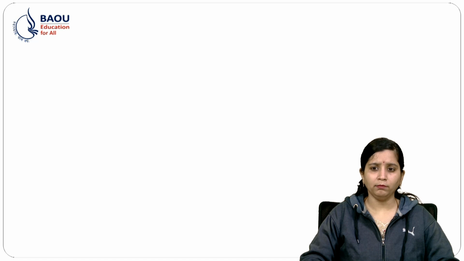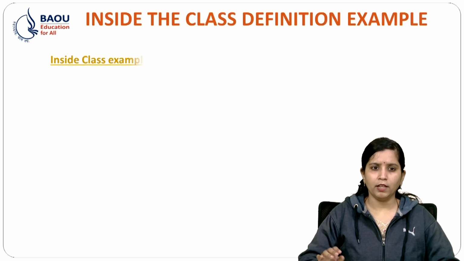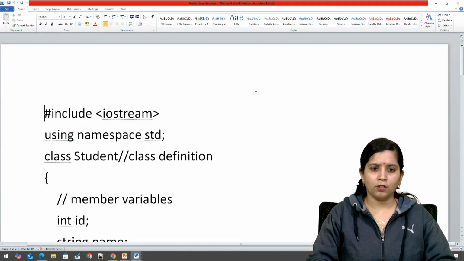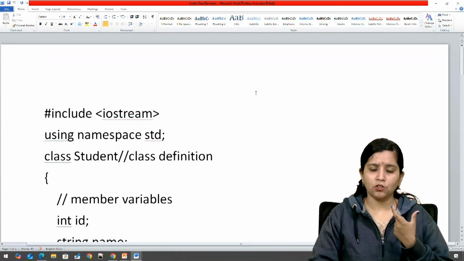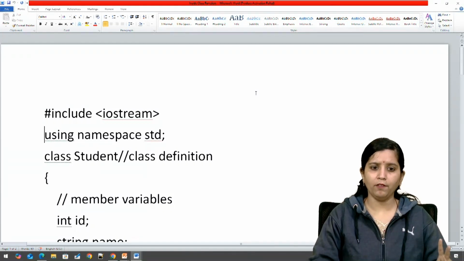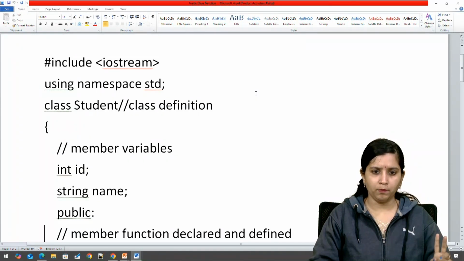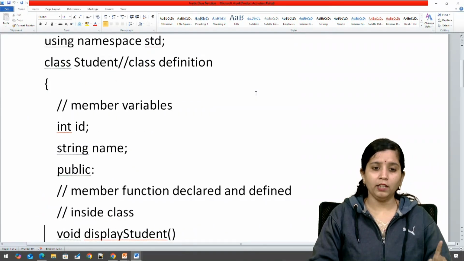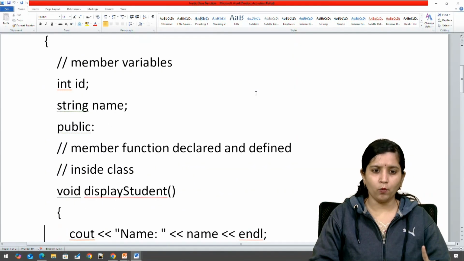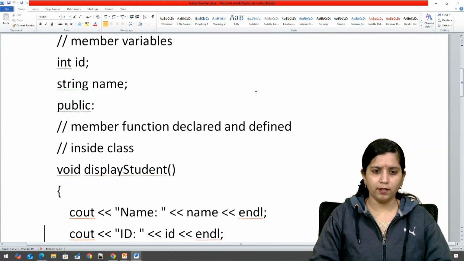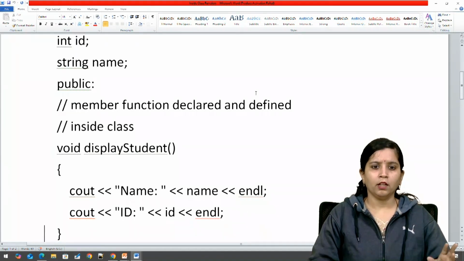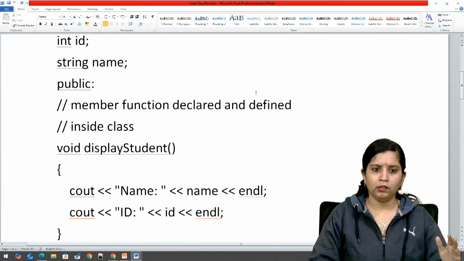So let's see some example of inside class definition. First of all, I have defined my class student. In that, I have two variables, that is two data members, int id and string name. What over here I have done, inside the class, I have declared one member function, that is void display student. Over here, I am just simply printing the name of the student and the ID of the student.